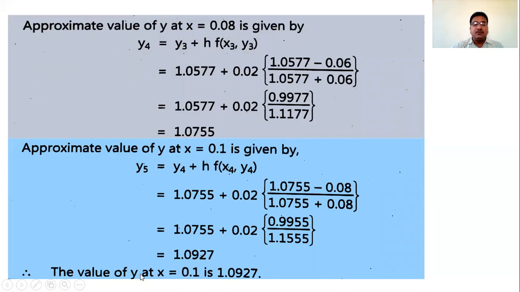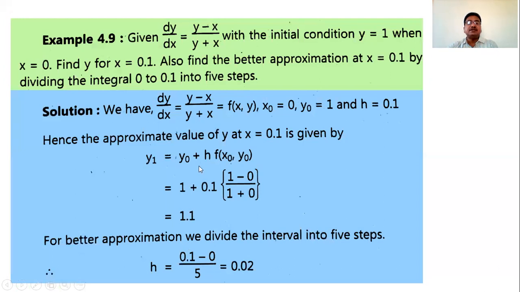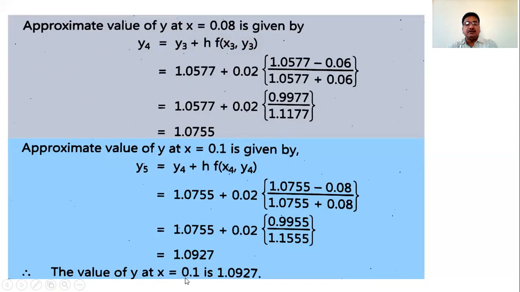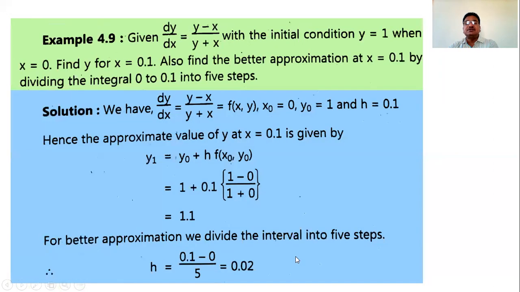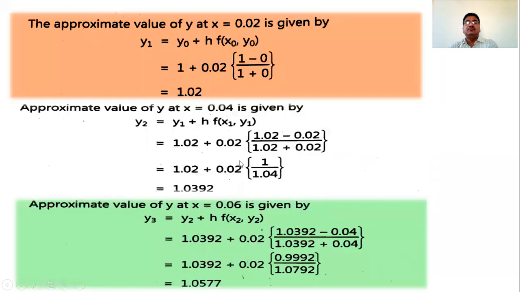The value of y at 0.1 is 1.0927. So this is by using the second method, that is by dividing the interval. With the first method the value of y at 0.1 was 1.1, and by the second method it is 1.0927, and this answer is more accurate than the previous answer, because of this note: we obtain accuracy by taking h small, that is by dividing the given interval into more subintervals, and we get a more accurate answer.